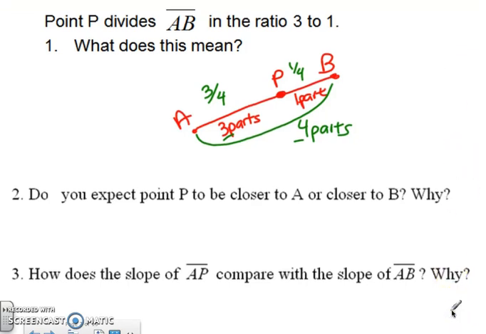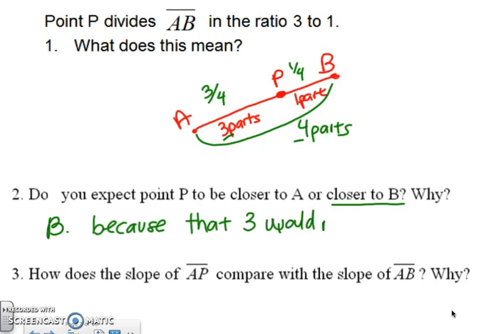So did you expect point P to be closer to A or B? I told us that it's going to be closer to point B because it had to be further along the line, because that 3 would make it farther from A.